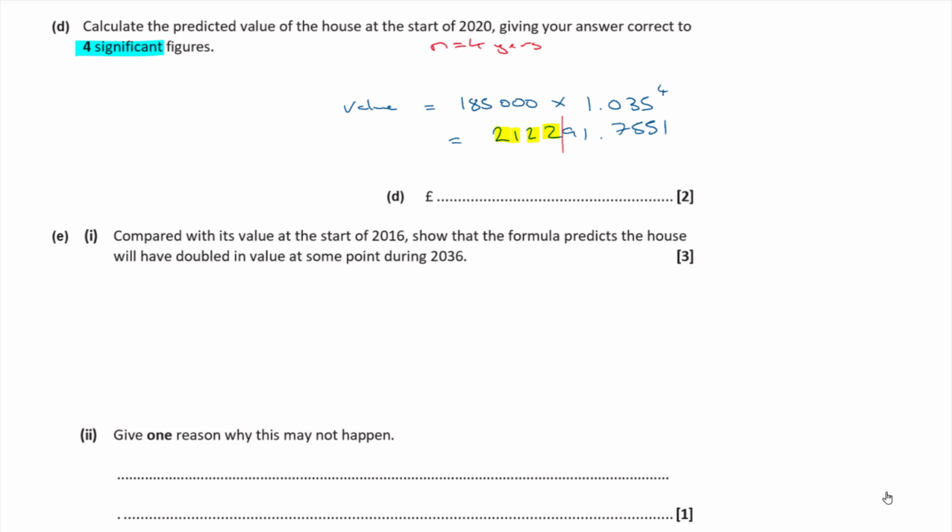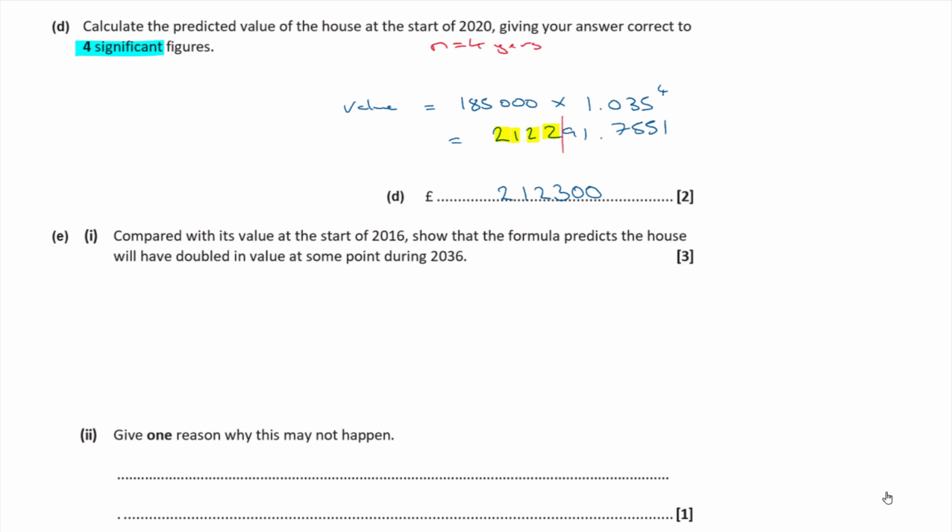So my 2122 becomes 2123. And I've got to pad it out with enough zeros to make it the same magnitude as it was to start with. So add another couple of zeros. So that is 212,300 to 4 significant figures.